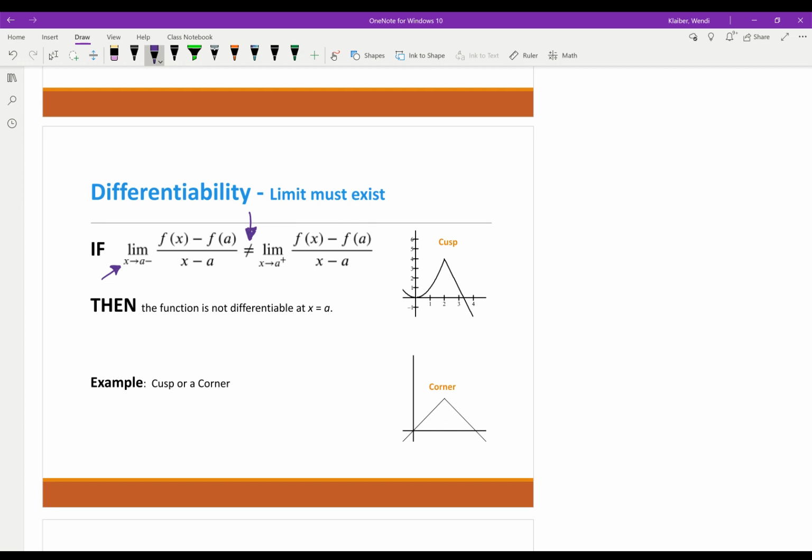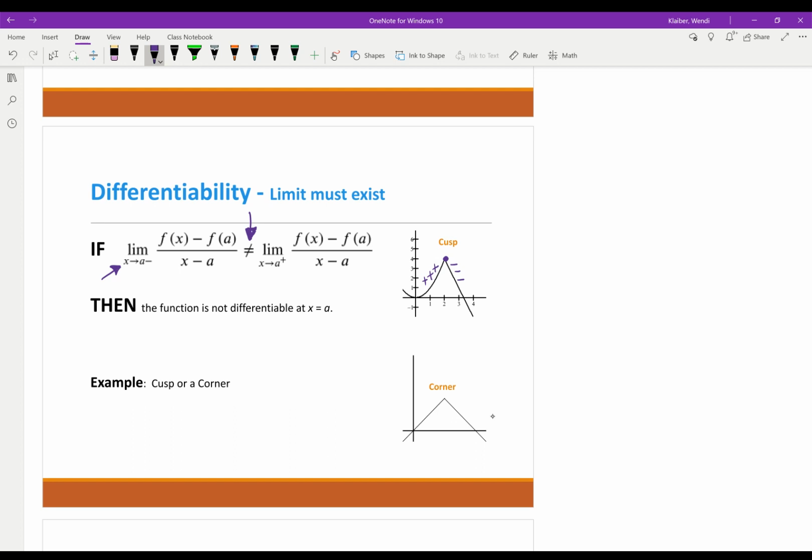The derivative doesn't exist. So for example here, as I'm approaching this point, we can see that the slope is positive. So the slope has a positive value. But we can see the slope after that point is negative. So therefore, the limit of the slope from the left does not equal the limit of the slope from the right. So the derivative does not exist.